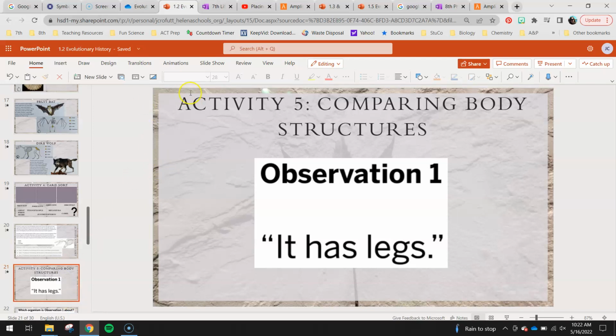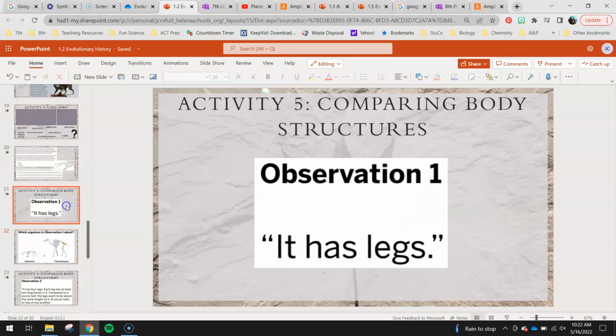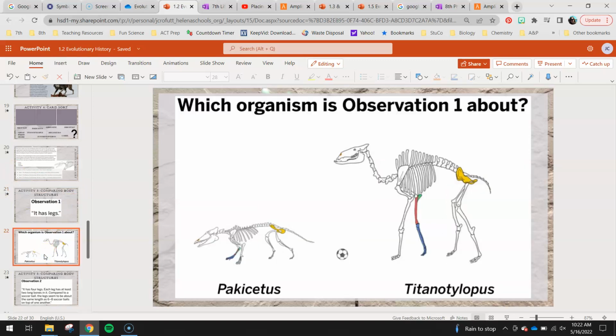Okay, so let's take a look at how we might do some observations and what a good observation would look like. So activity 5 is comparing body structures. If we look at this observation and say, all right, this organism has legs, okay? And then we were to look at 2 fossils here, okay? Is this a good observation? Because can I answer this question? Which organism is observation 1 about? Okay, based on observation 1, it has legs. Which organism am I talking about?